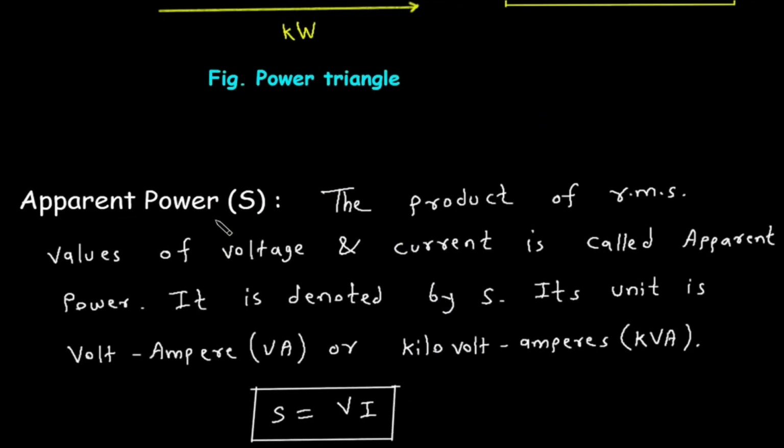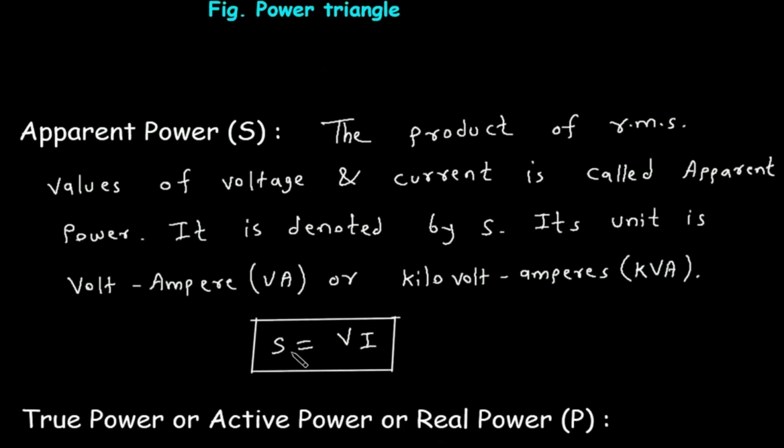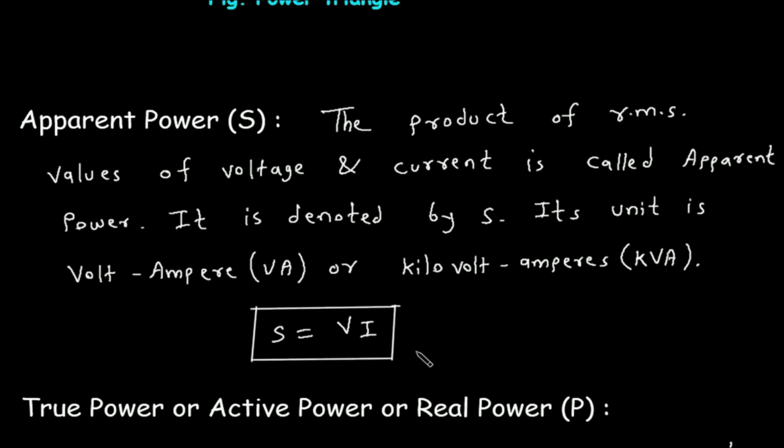Now, apparent power is denoted by S. The product of RMS values of voltage and current is called apparent power. It is denoted by S. Its unit is volt ampere, or in short VA, or kilovolt amperes, kVA. So S is equal to V into I.